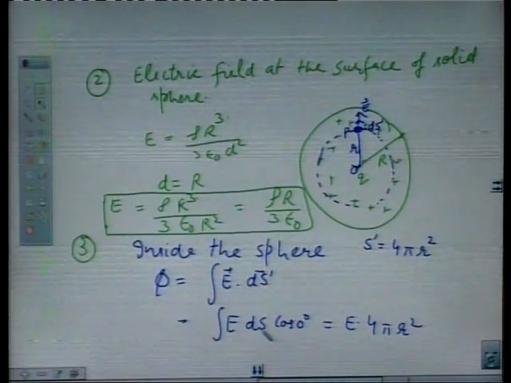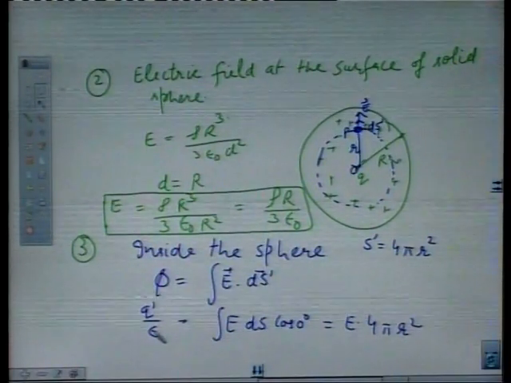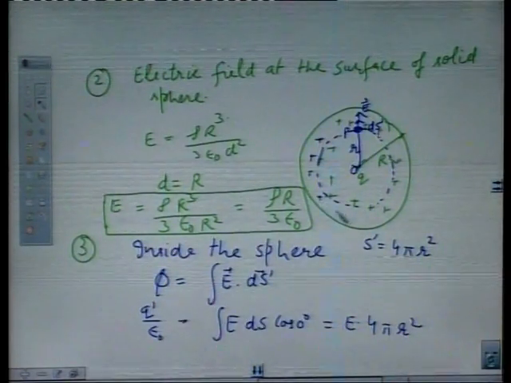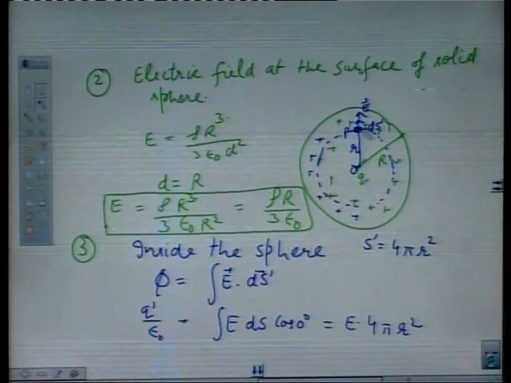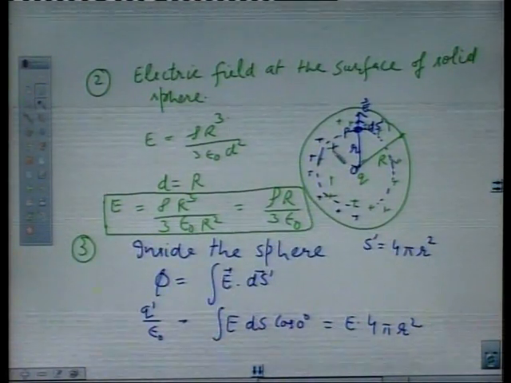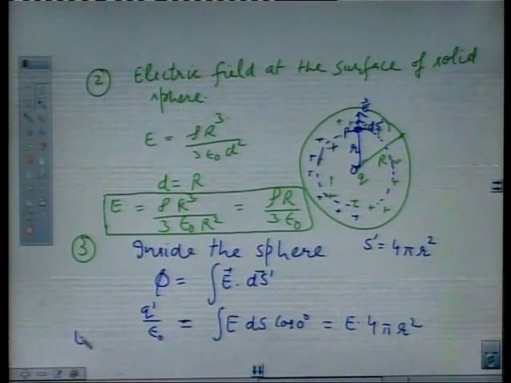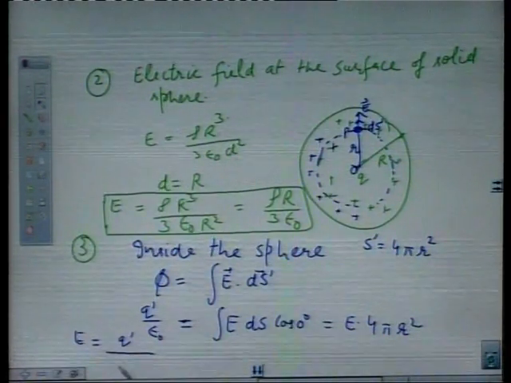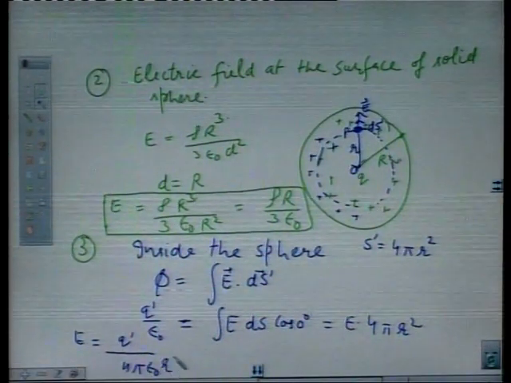Now the flux phi can be taken as q dash upon epsilon naught. Here the charge is taken as q dash because inside the sphere the total charge is q, and if we have taken a Gaussian surface inside this sphere, the charge will be q dash, which will be less than q. So the electrical field is equal to q dash upon 4 pi epsilon naught into r square.